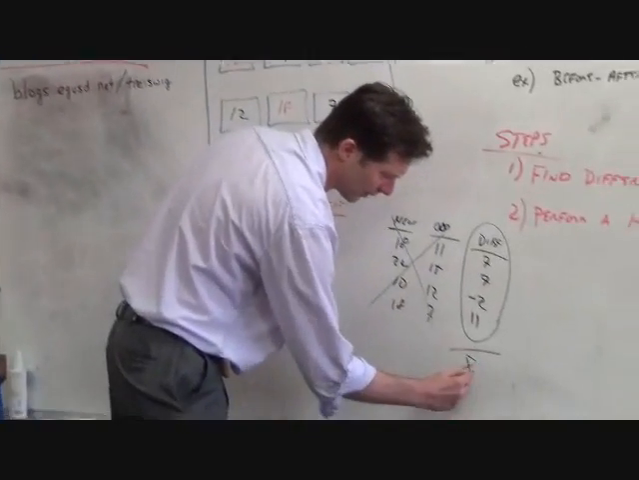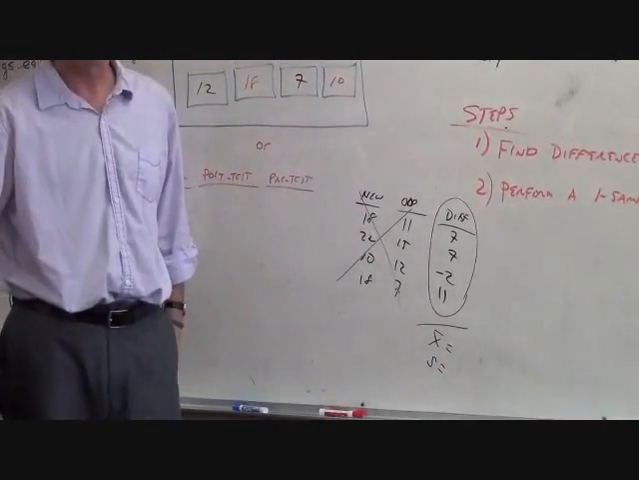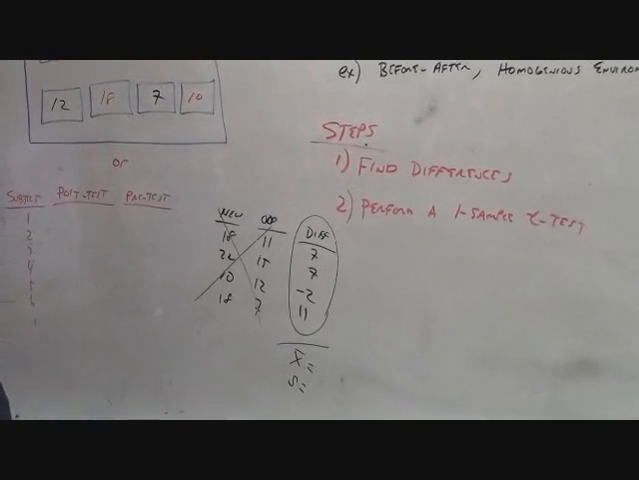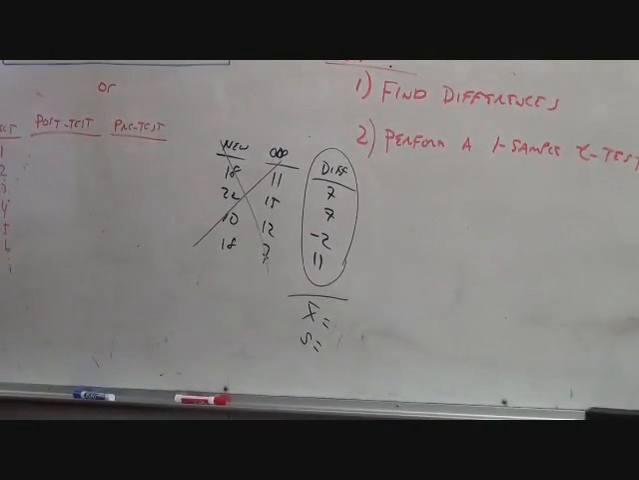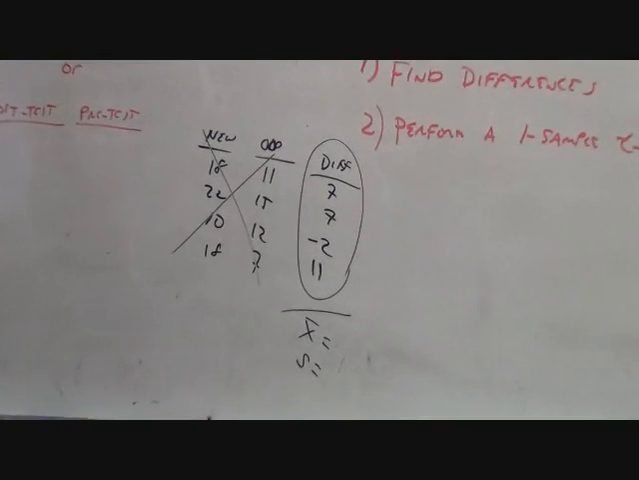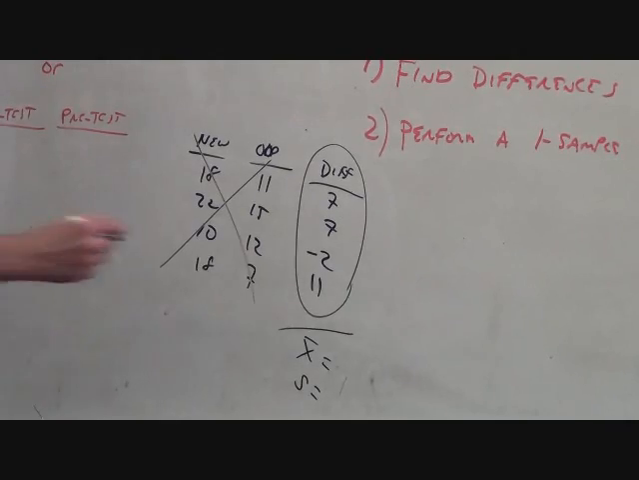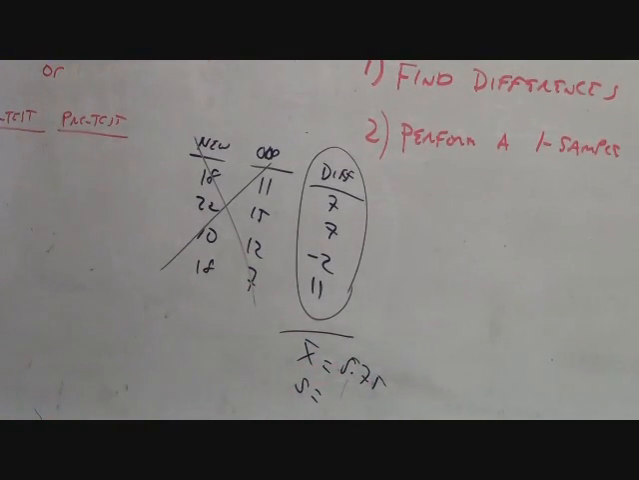Somebody throw that in your calculator. Give me the X bar and the standard deviation of those two. Okay, 5.75. What was the sample standard deviation of those 4? 5.5. Wow, that was unfortunate, but.